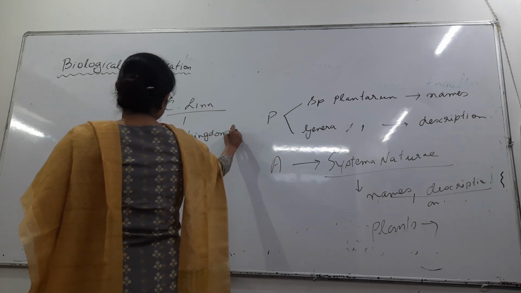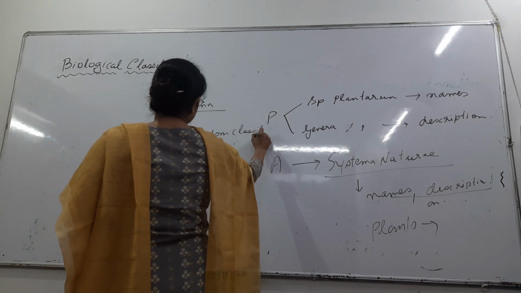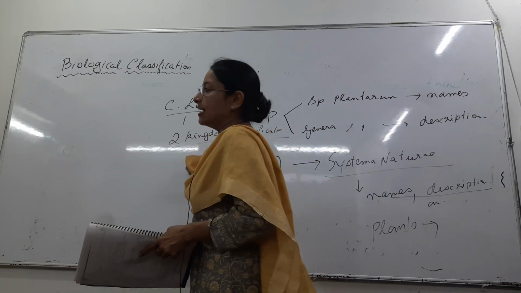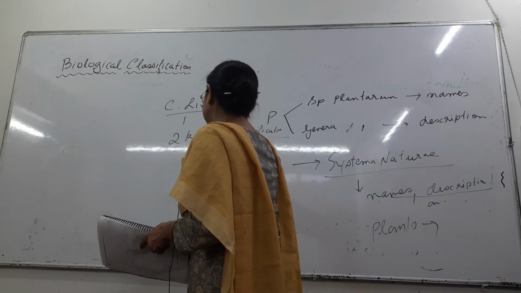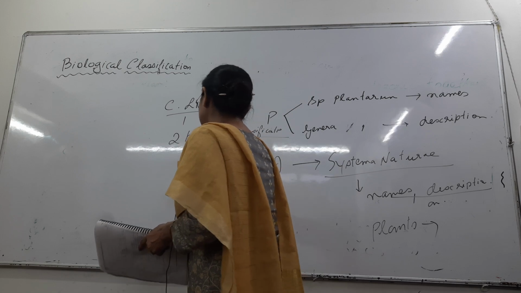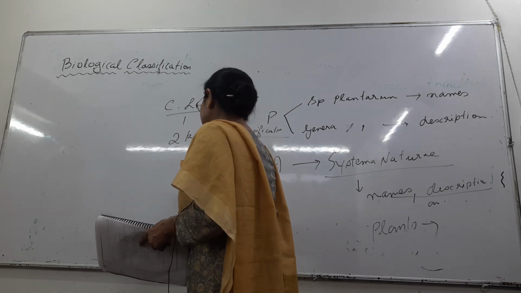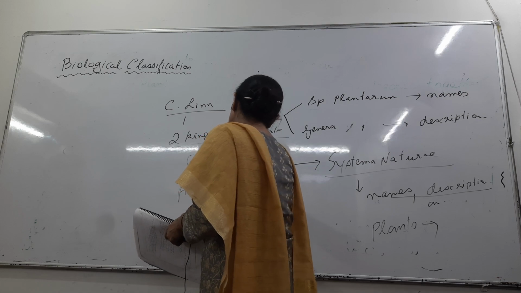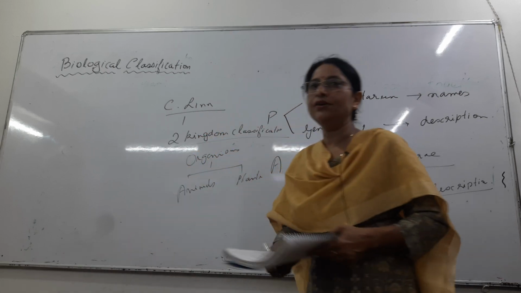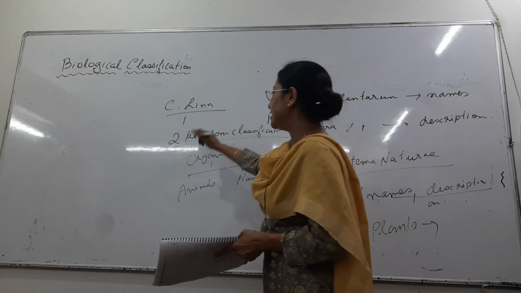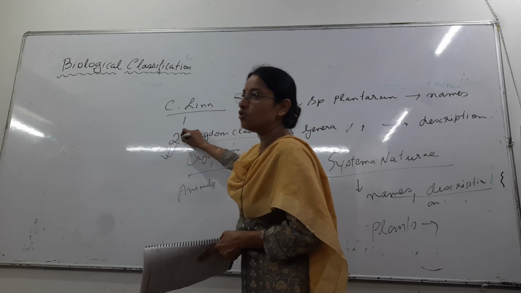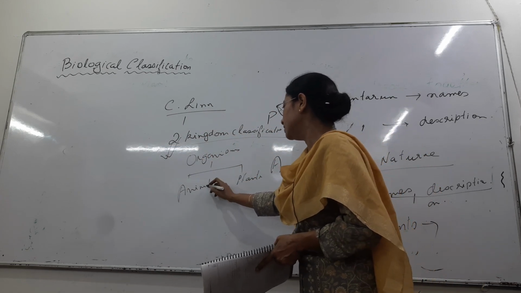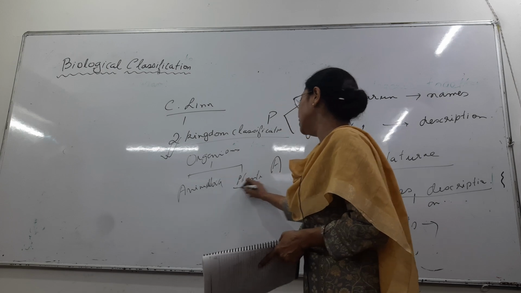Two kingdom classification. Read the note. According to the two kingdom classification, organisms were divided into how many kingdoms? Two kingdoms. What were the two kingdoms? Animalia and Plantae.